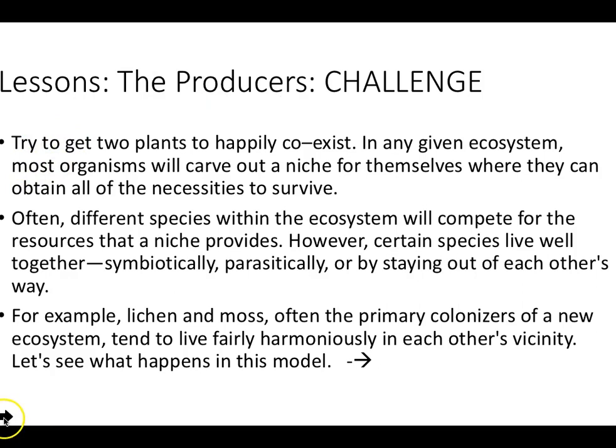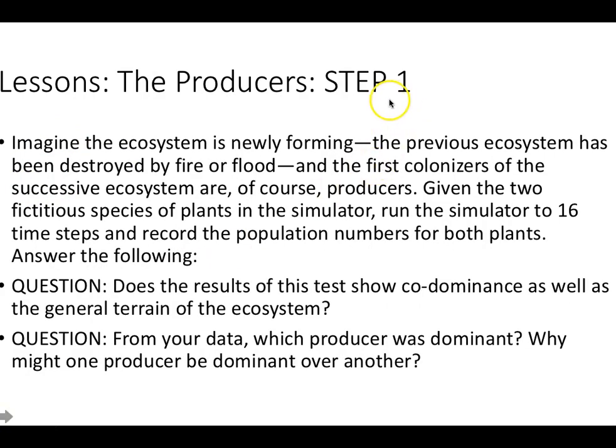So what you're actually going to be doing in step 1, you hit that simulator button, and you're going to presume that there was a fire and all of the life was wiped out. And what will first happen is the producers will come, the grasses will grow, the plants will grow. And then once they do that, because all they need is carbon dioxide and water, then they can do photosynthesis, and then that becomes the basis of your food pyramid, your food chain.